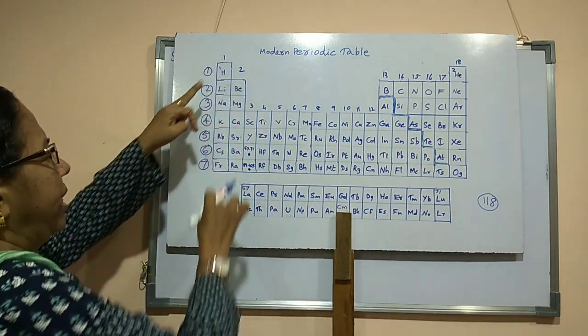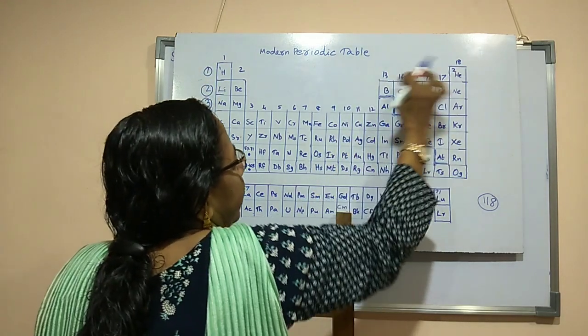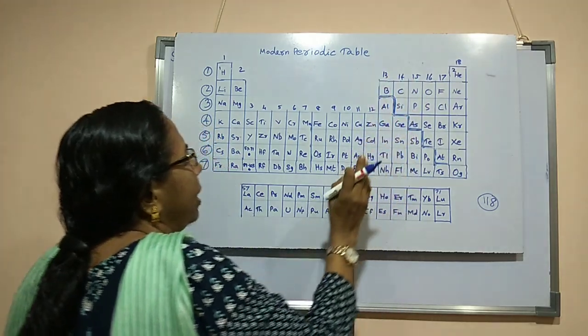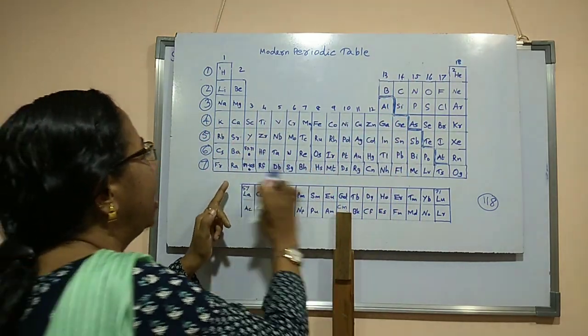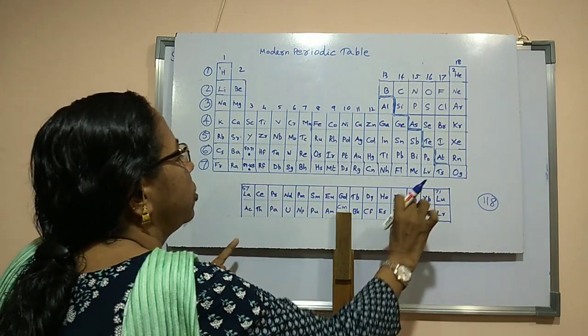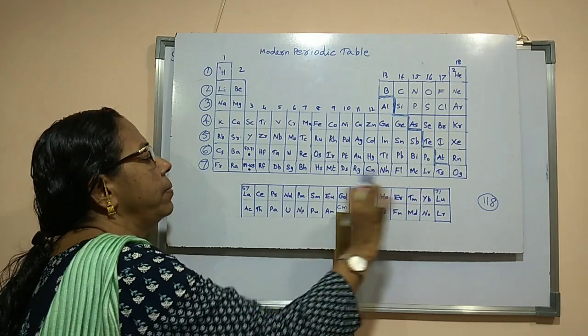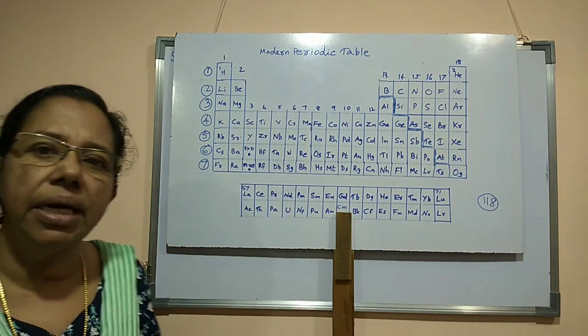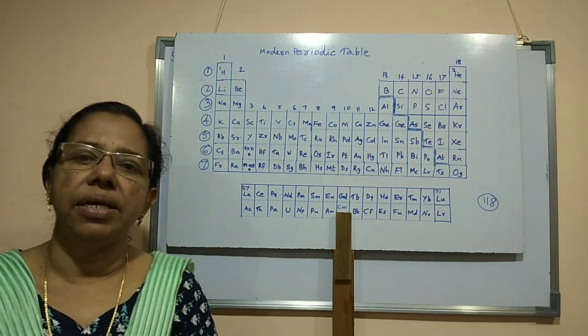Then first and second group elements are known as S block elements. 13 to 18 group elements are known as P block elements. These middle group elements are known as D block elements. The last two separate rows of elements are known as F block elements. Now we will study the remaining things later on.